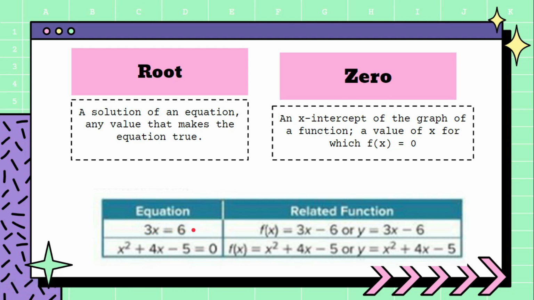A linear function, like this one, has no more than one root, while a nonlinear function, like this other one down here, may have more than one.